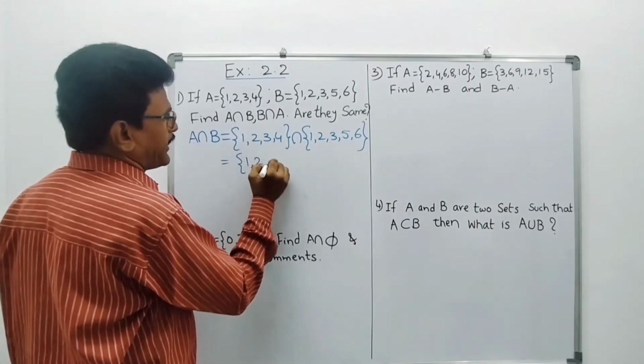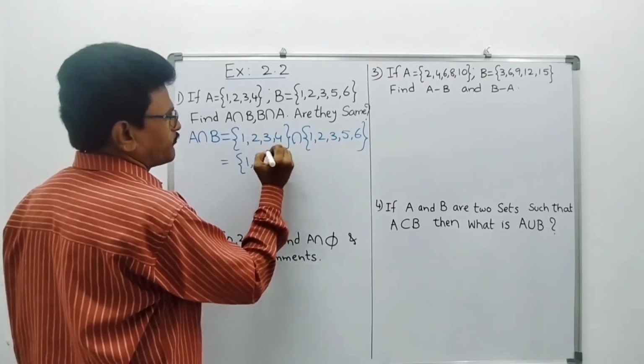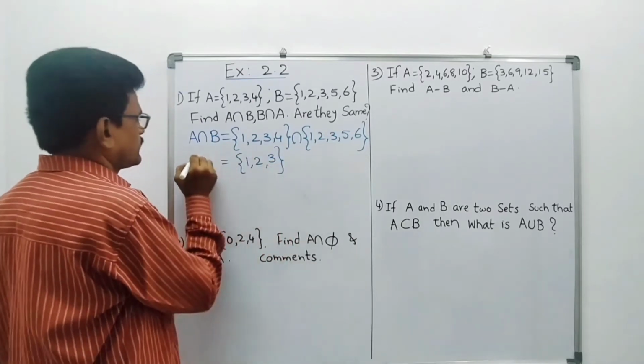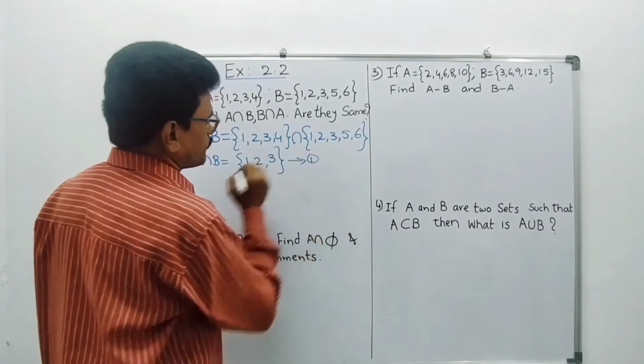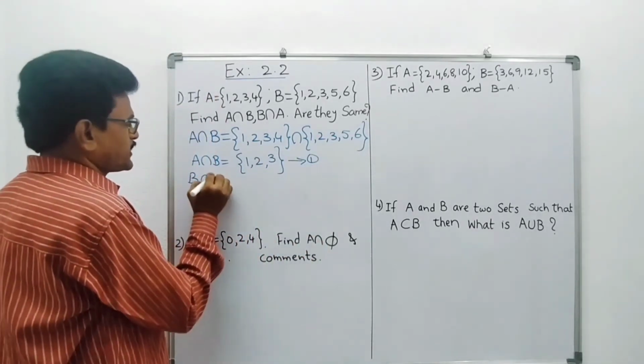2, it is there. 3, it is also there. 4, it is not there. So stop here. This is A intersection B, equation 1. Now what is B intersection A?